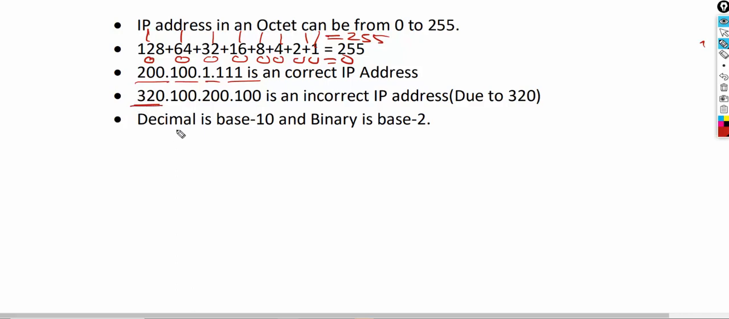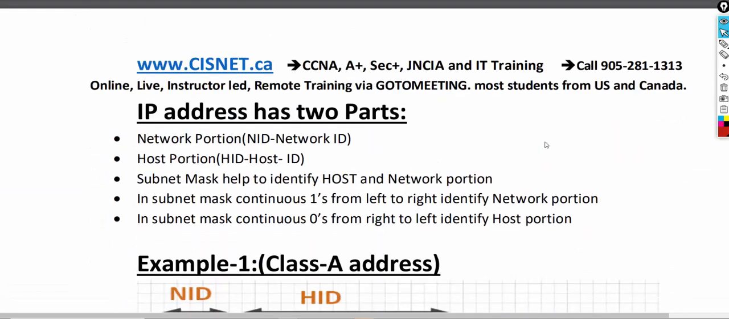And remember, as I told you earlier, decimal is to the base 10 and binary is to the base 2. Okay. So very important, guys. Take your time and go through this one.